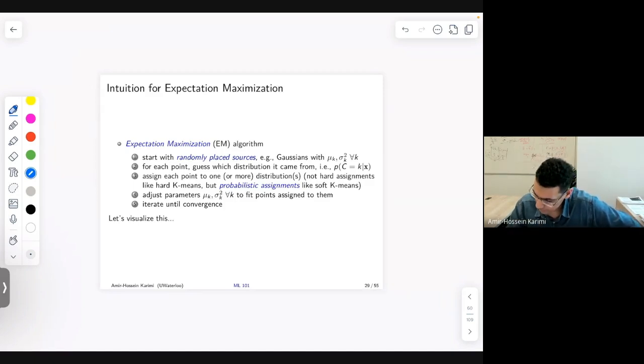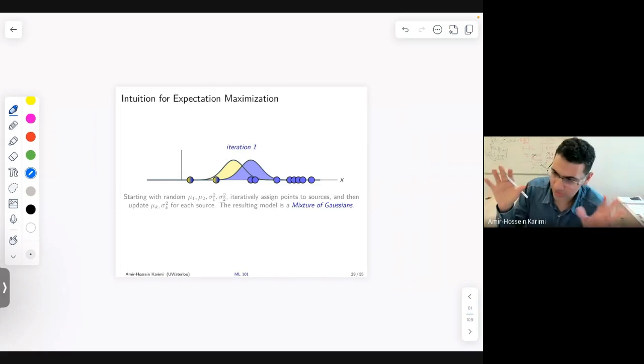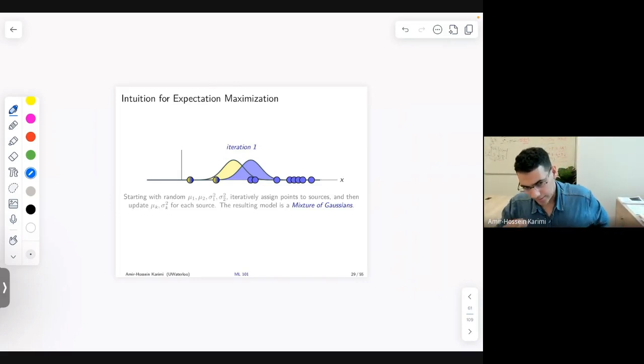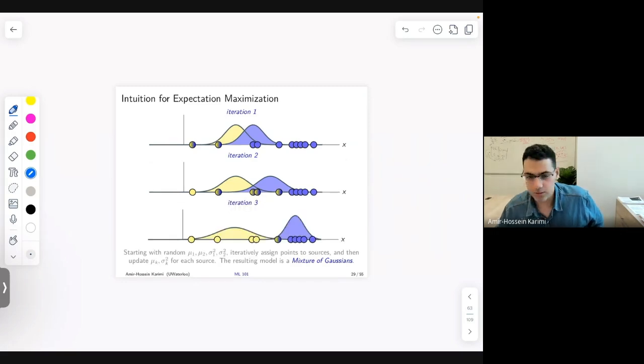What does this look like for the 1D case that we have? Let's say I'm in iteration 1. I've just randomly placed the sources based on some mean and some variance, and then I get the assignments in the colors on the plot. Based on those assignments, I'm going to update the parameters, the mean and the variance of each of the clusters, and then I'll do this a bunch of times until convergence.